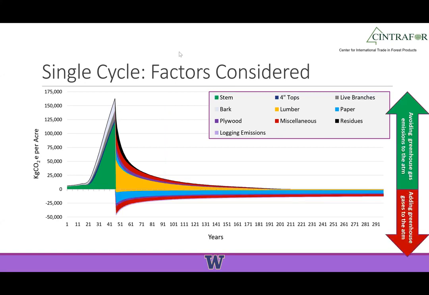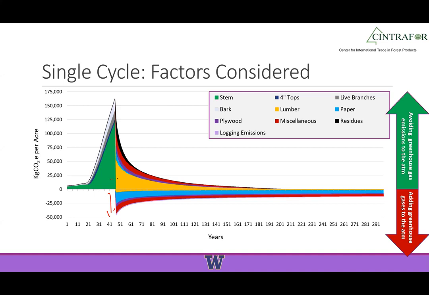Now, bringing the negative, which is down here in the negative axis, is the amount of fossil fuel or greenhouse gases we emit to be able to convert that wood into a wood product. The color shades correspond to the product under consideration.